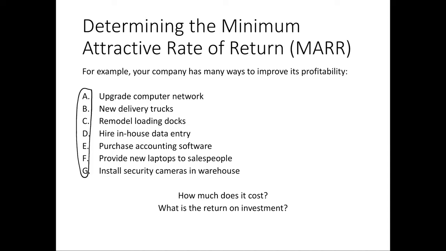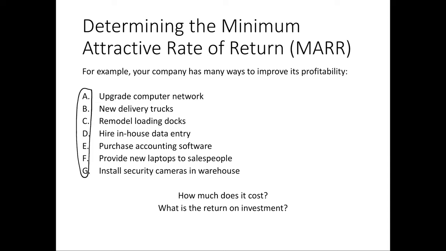And proposal F is you might provide new laptops to salespeople so when they do sales, they can be more efficient, right? And more effective. And the last proposal is you can install security cameras in the warehouse so that you can make sure your inventory is safe, and you can reduce the staff you're using to safeguard your inventory. So that's another way to lower the cost.